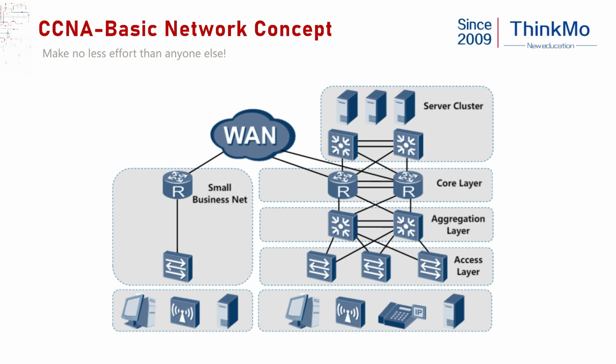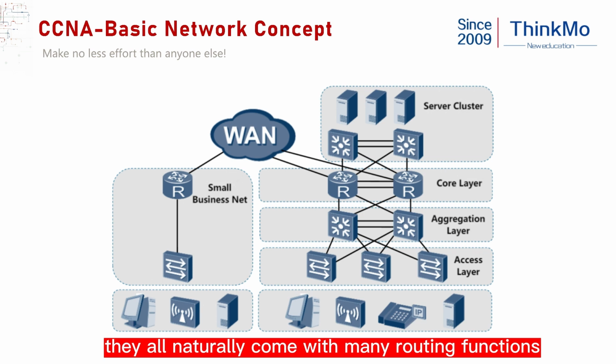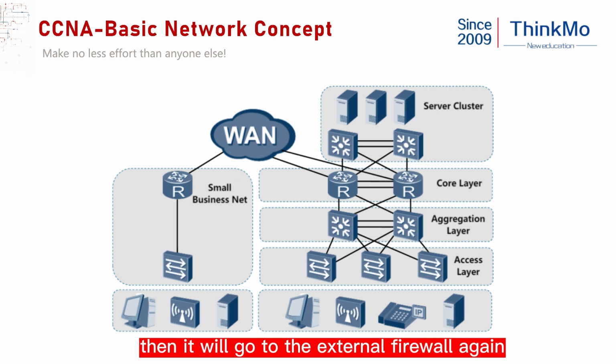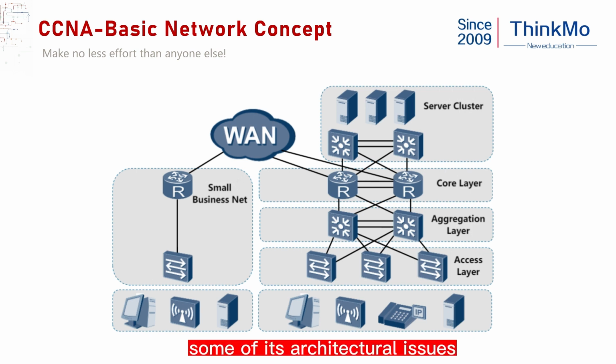So now, very many firewalls, regardless of the manufacturers, all naturally come with many routing functions used in the enterprise. So in the core of the export here, in many places, the firewall is actually directly used. Only larger enterprises will use routers, and then it will go to the external firewall again. So this is what we're going to talk about, some of its architectural issues. All of these need to be understood.